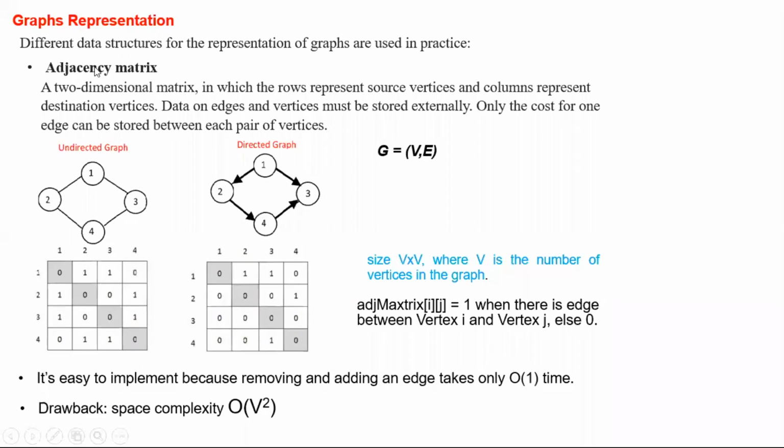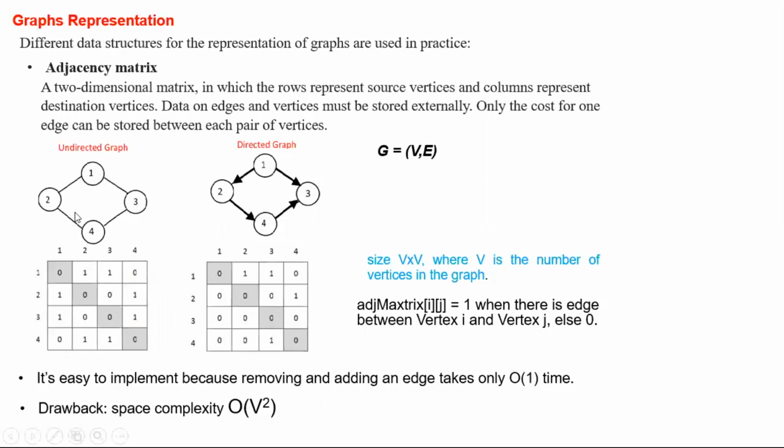First, adjacency matrix. It's a square matrix of size V square, where V is the number of nodes or vertices in the graph. So if we have 4 nodes, then the square is 4 by 4. 5 nodes, the matrix is 5 by 5. In the adjacency matrix, the rows represent source vertices and columns represent destination vertices.